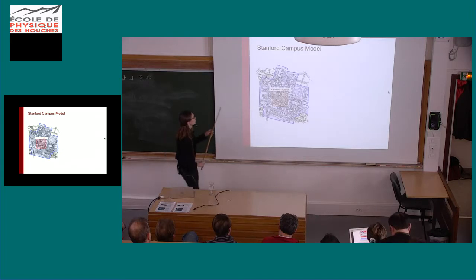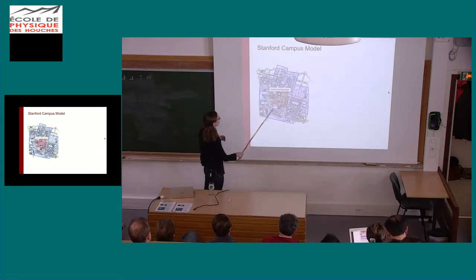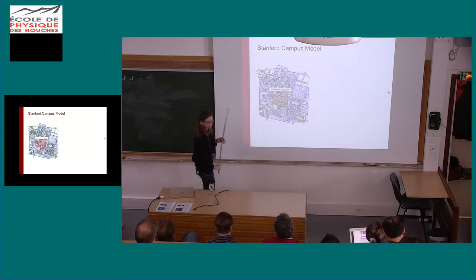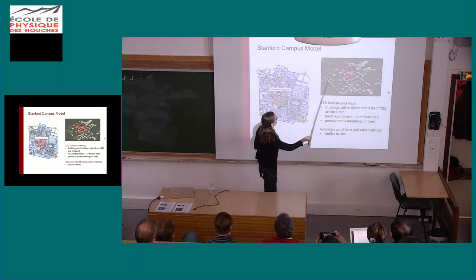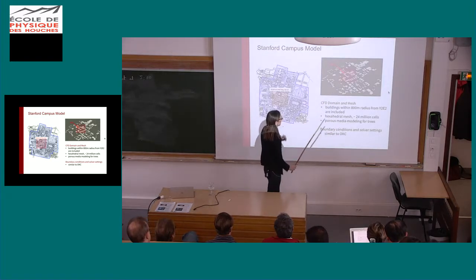So this is our campus model. We have the science and engineering quad here. This is the Y2E2 building. That's where our department is. We basically model all of the buildings within an 800-meter radius from our building. So this is our computational model here. Again, this is where our building is. We have about 24 million cells here.